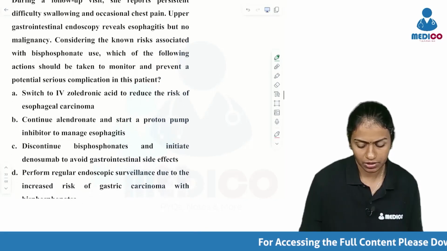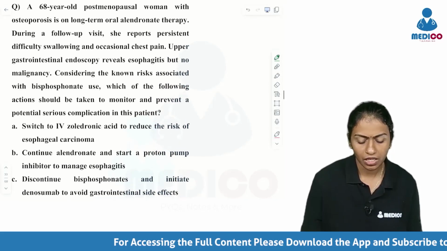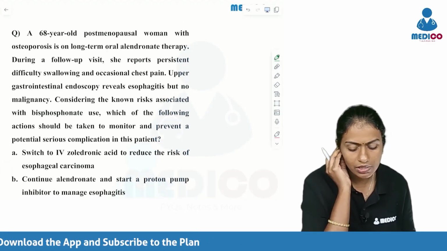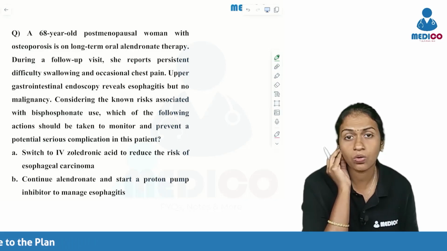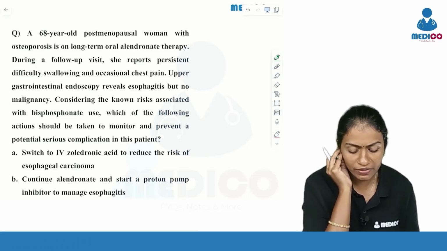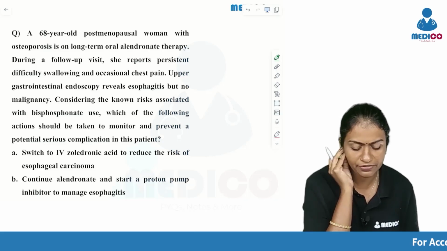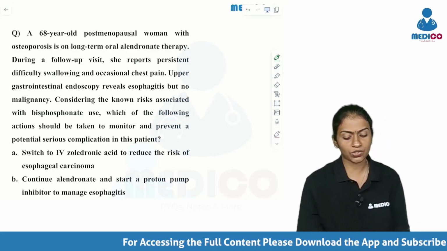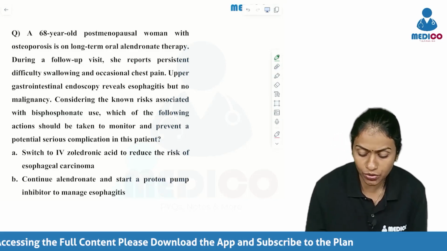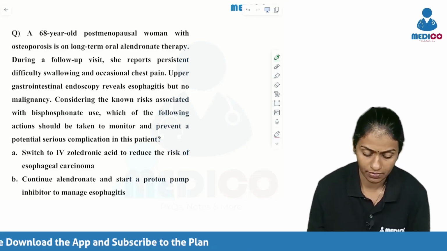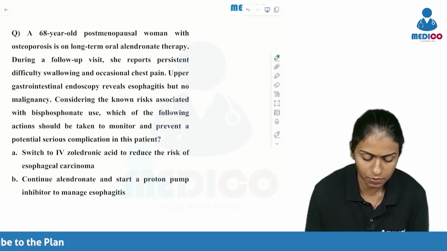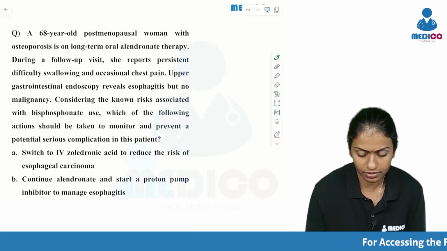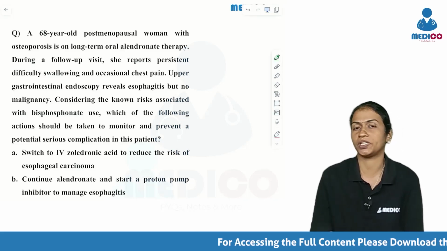Okay, coming to the next question. A 68-year-old postmenopausal woman with osteoporosis is on long-term oral alendronate therapy. During follow-up visit, she reports persistent difficulty in swallowing and occasional chest pain. Upper gastrointestinal endoscopy reveals esophagitis but no malignancy. Considering the known risk associated with bisphosphonate use, which of the following actions should be taken to monitor and prevent potential serious complication of this patient?